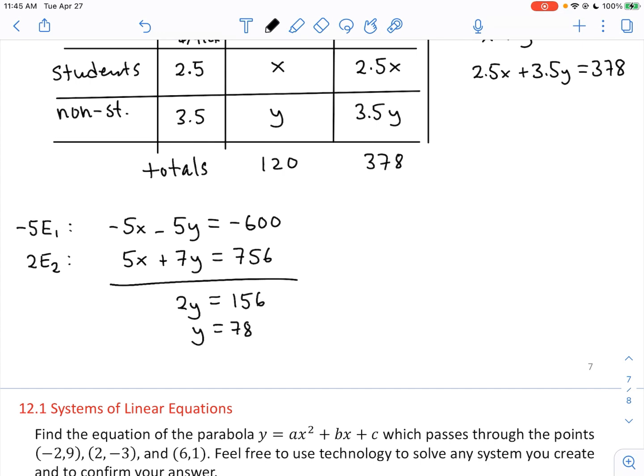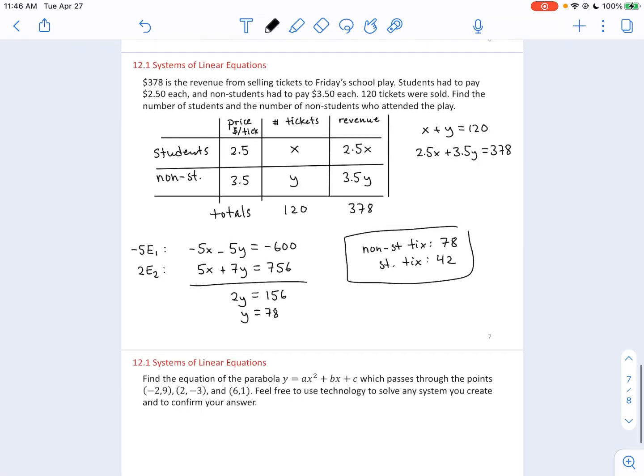Now we know that 78 tickets were non-student tickets, therefore we know that the rest of the tickets had to be student tickets. And so this means that non-student tickets was 78, and the student tickets, we just do 120 minus 78, and that's going to give me 42. And this would be our solution to this word problem.